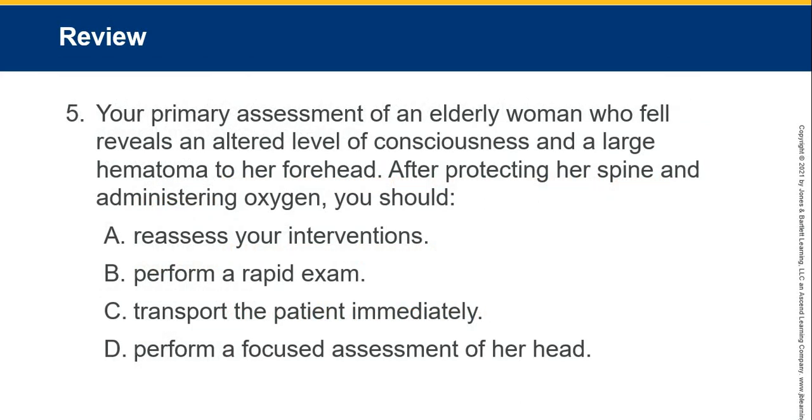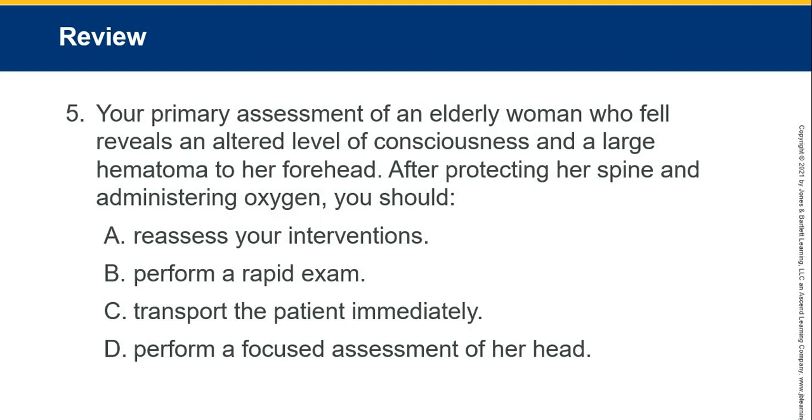All right, your primary assessment of an elderly woman who fell reveals an altered level of consciousness and a large hematoma, which means bruise, on her forehead. After protecting her spine, and we'll show you how to do that in class, and administering oxygen, what should you do? This is a question that kind of asks you, what's next on the sheet. So you've taken C-spine precautions for this patient, making sure that she doesn't further injure her cervical spine. Right, she has an altered level of consciousness and a large bruise on her forehead.